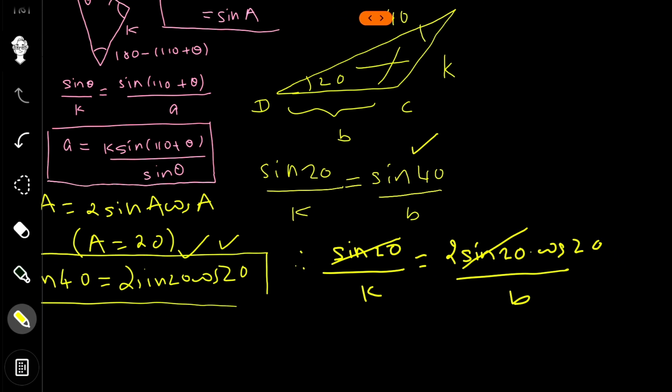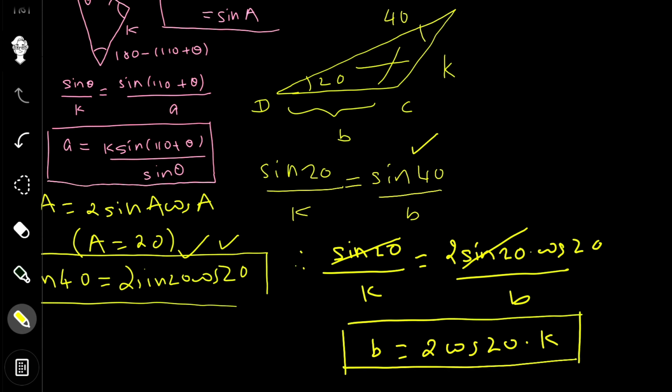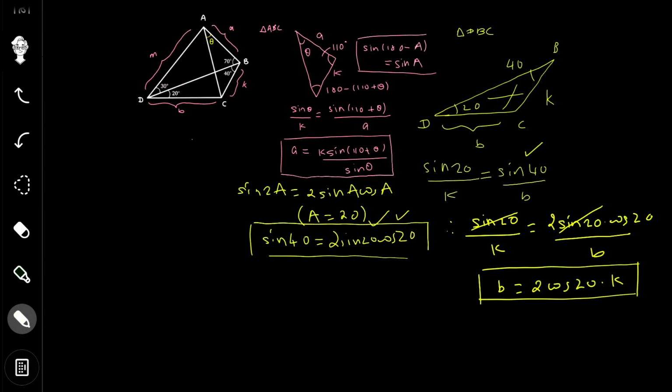Now by doing the cross multiplication, I can get the value of B in terms of K, and that would be B equals 2 times cos 20 degrees multiplied with K. So here we have got the value of B in terms of K. Till now, what we did is the first half of the solution. We simply applied the sine rule in the triangle ABC and the triangle DBC in order to get the values of A and B in terms of K. Now we will see the second part of the solution, in which we are going to utilize these equations.